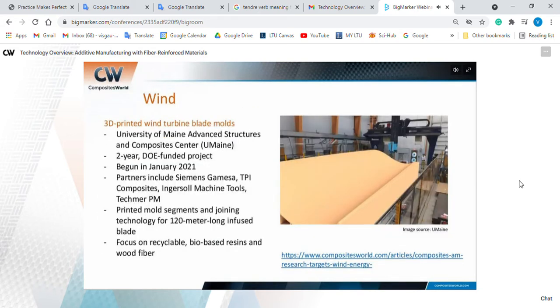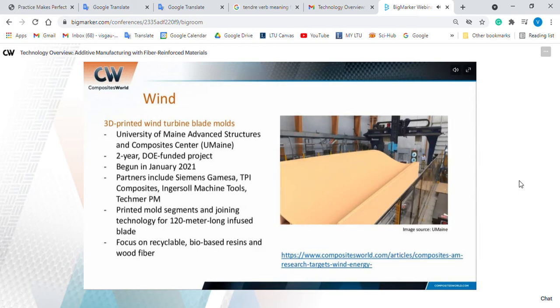So next, jumping into marine. So jumping from marine to wind, the wind industry isn't quite as far along with commercialization maybe of AM, but we've been seeing a lot of research and development projects coming up lately targeting the wind industry with composites additive.